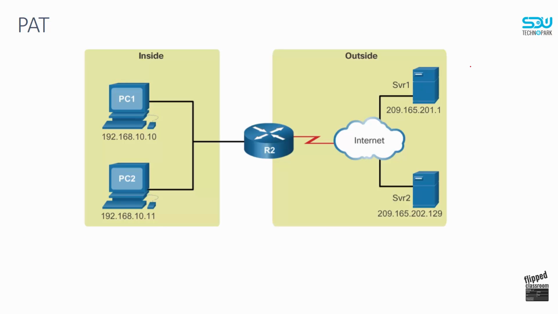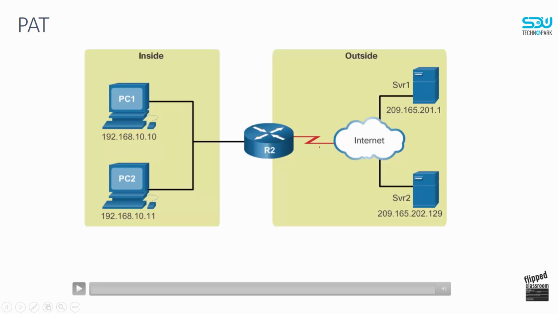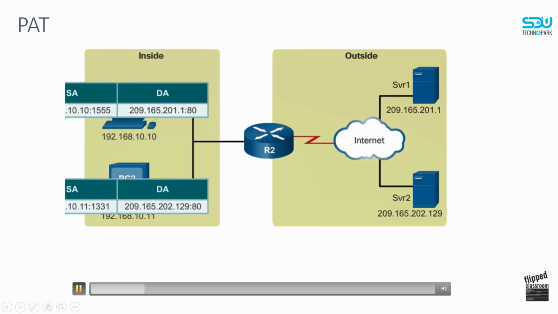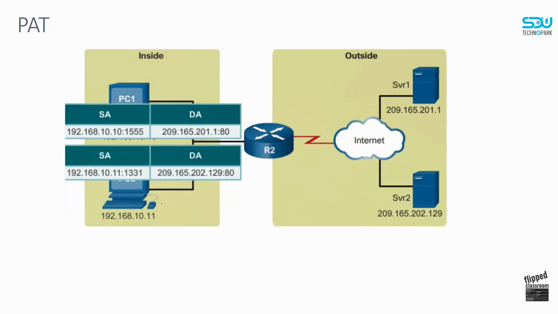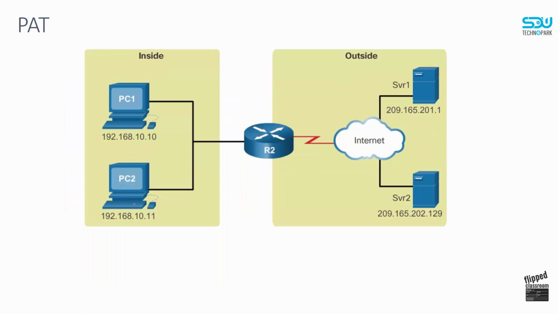PAT. In PAT, we have translation of multiple inside local IP addresses into a single inside global IP address. So let's take a look at such an animation. As you see here, we have IP addresses. Oops, sorry. So let's go back.